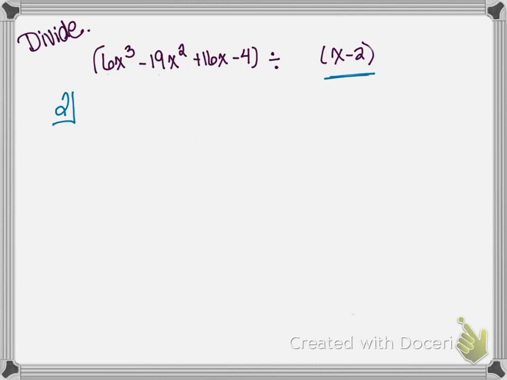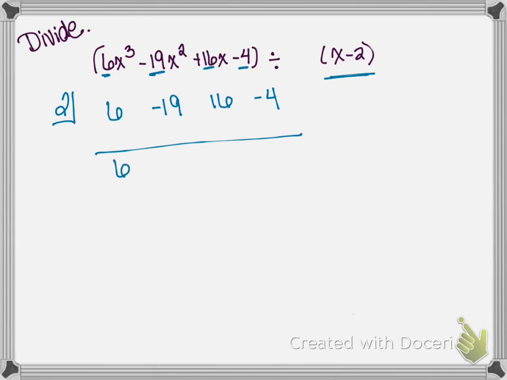Then I am going to write down only my coefficients. So I have 6, negative 19, 16, and negative 4. I am going to bring down that 6. That's the first thing I'm going to do, bring it straight down.